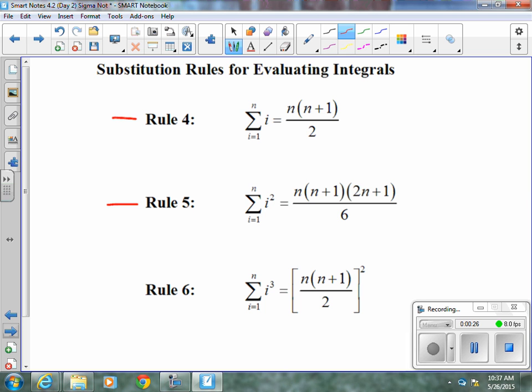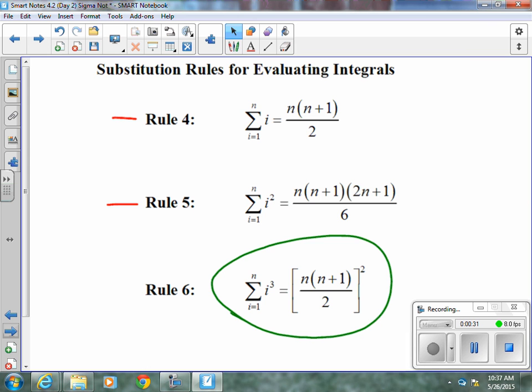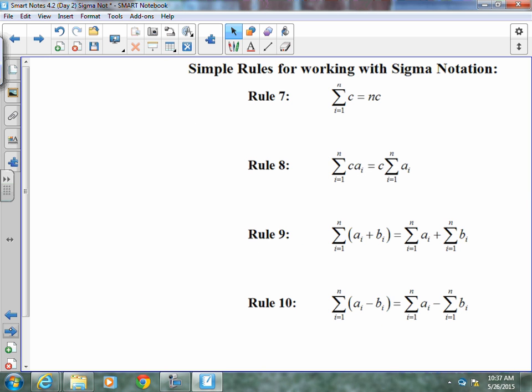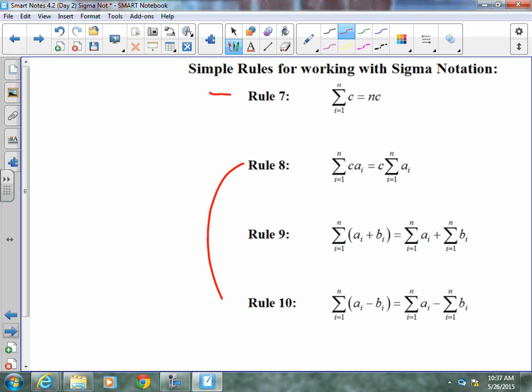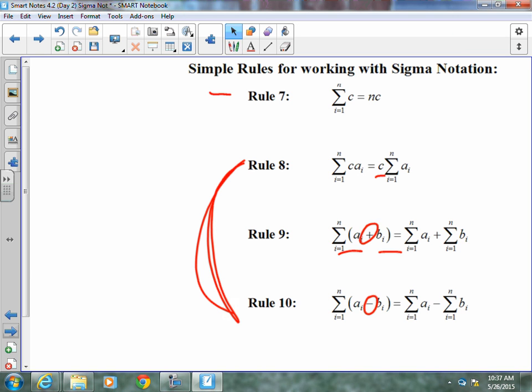Hopefully you have those memorized. I am adding one new one to your list of formulas you should have memorized. So memorize that one also. These rules we knew. Rule 7 I already gave you, and then rules 8, 9, and 10 were all summed up in that fourth rule I gave you on the sums and sigma notation day. You can pull your constant out front. You can split up your sigmas, whether it's addition or subtraction. So some common sense there.